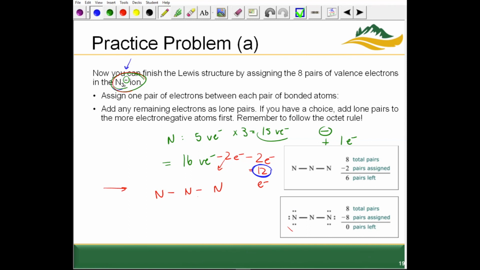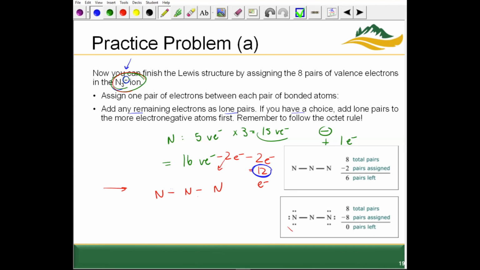5 valence electrons per nitrogen times 3 is 15. Then with that negative sign there means we've added on another electron, so that's 16 electrons total. We used up 1, 2, 3, 4, so we have 12 remaining at this point after we've drawn the skeleton. Now we need to add any remaining electrons as lone pairs around the atoms.